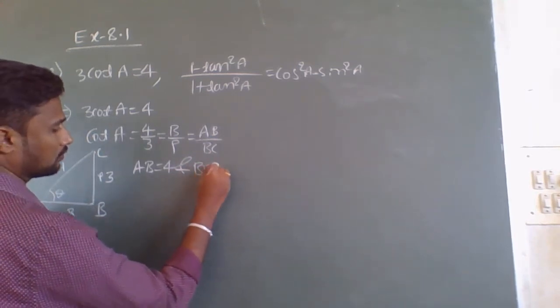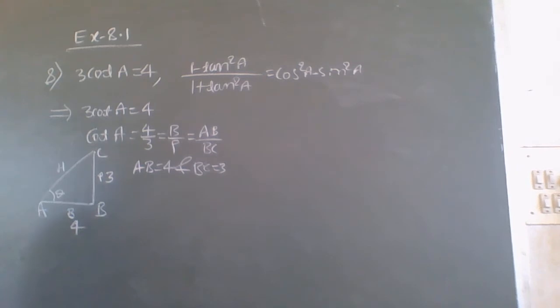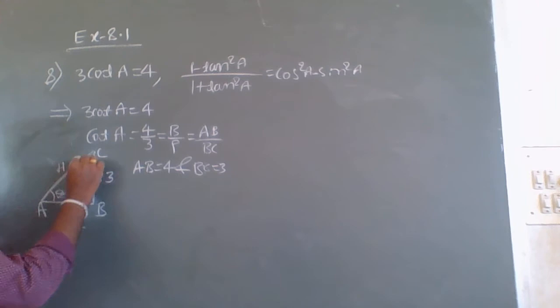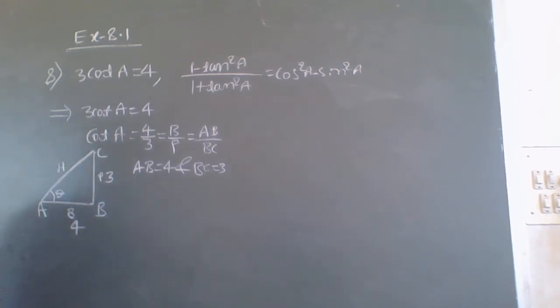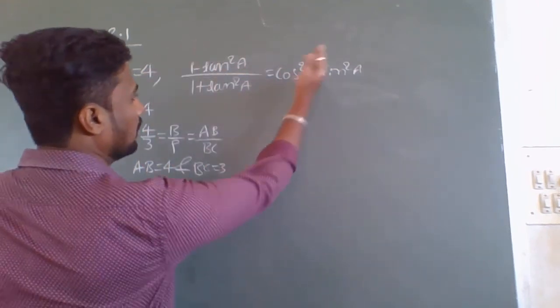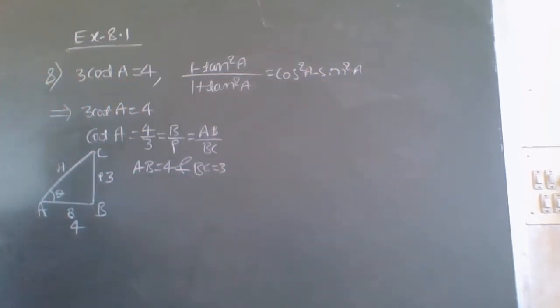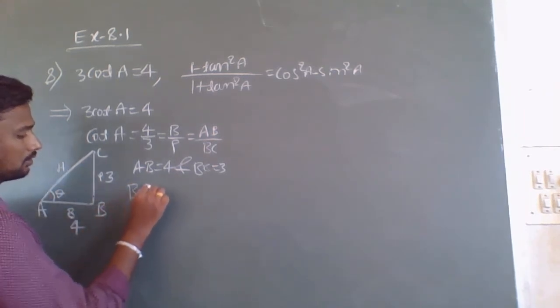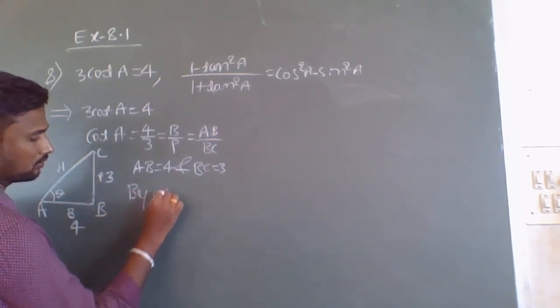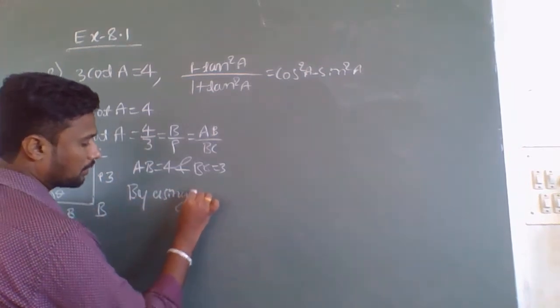Okay. So now we will calculate the length of this hypotenuse AC, because here we should get the values of cos A and sin A. We know that sin A is equal to perpendicular by hypotenuse and cos A equals base by hypotenuse. So we should get the value of the hypotenuse. How do we calculate the hypotenuse value? By using the Pythagoras theorem.